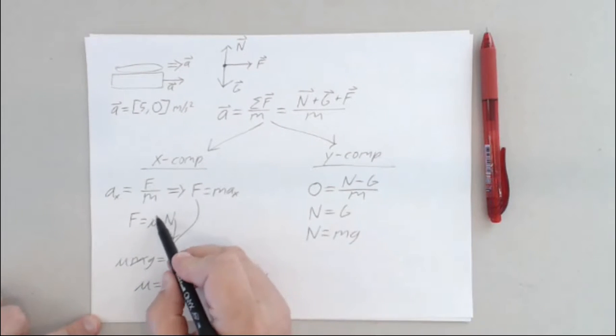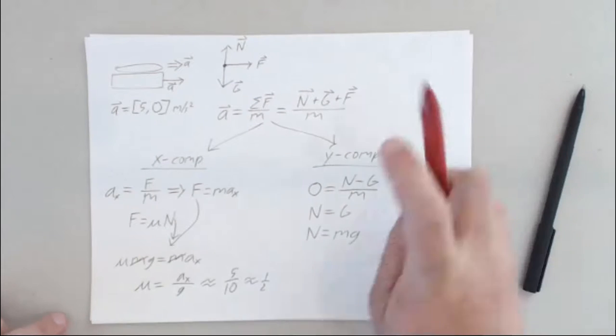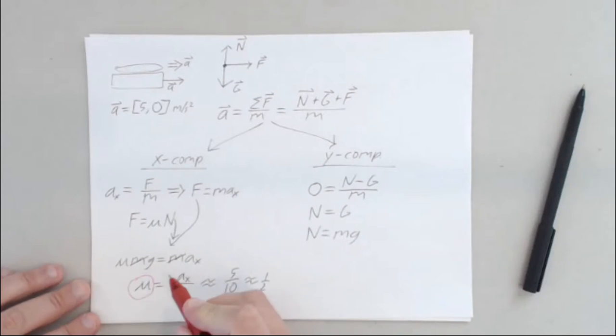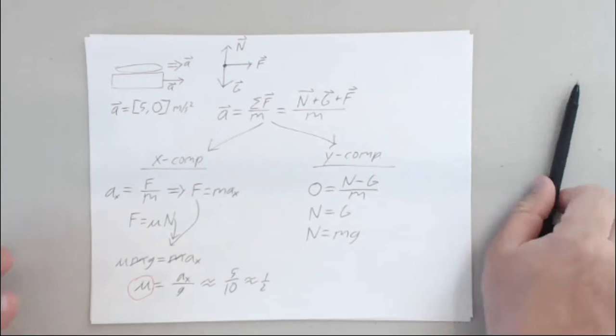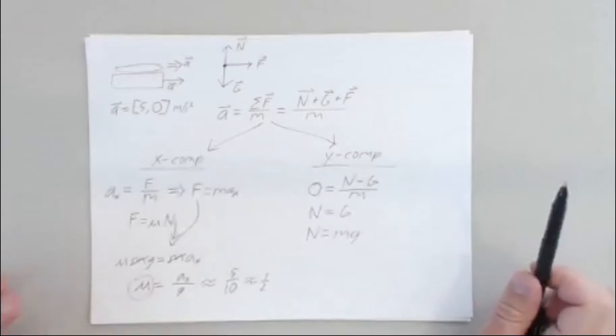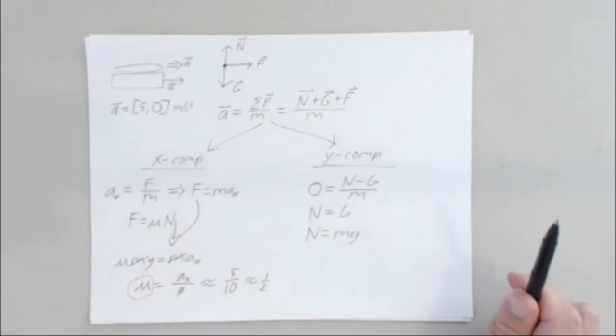So remember these coefficients, the point I'm trying to make here is that these coefficients are hiding a lot of stuff, right? They're hiding all the details about the two surfaces and how they interact with each other.